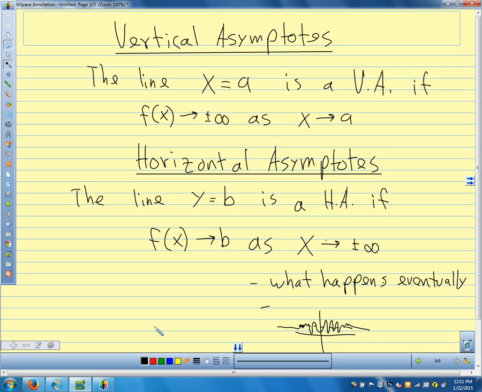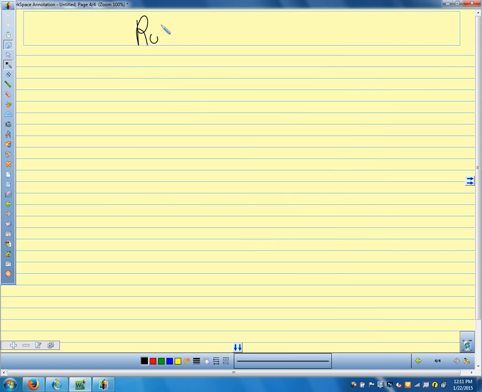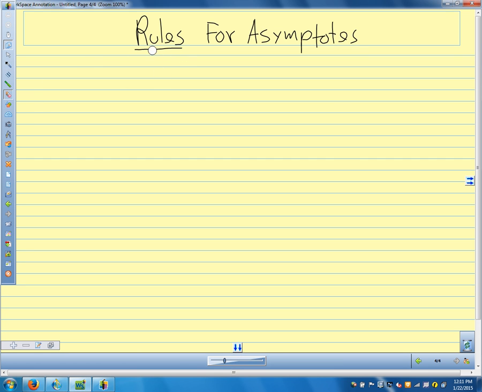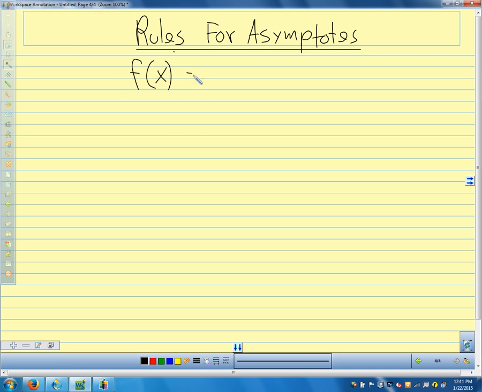All right, questions? All right, let's talk about how we find these things with rational functions. Our rules for asymptotes. And we already know one of them. Vertical asymptotes are really easy. So for all of these rules, we're saying our f of x equals n of x over d of x, some rational function, numerator, denominator, that's what the n and d stand for.